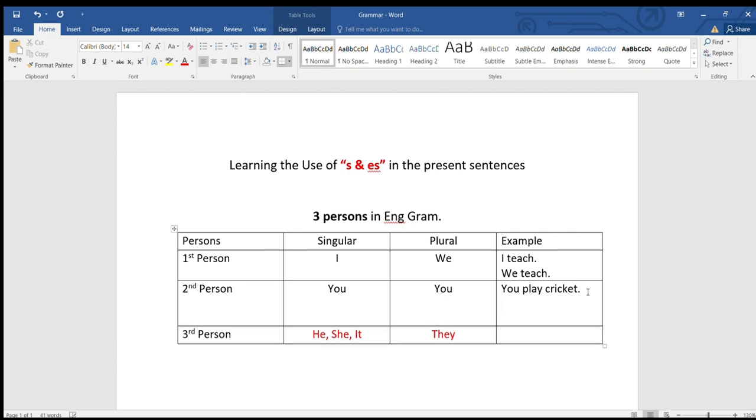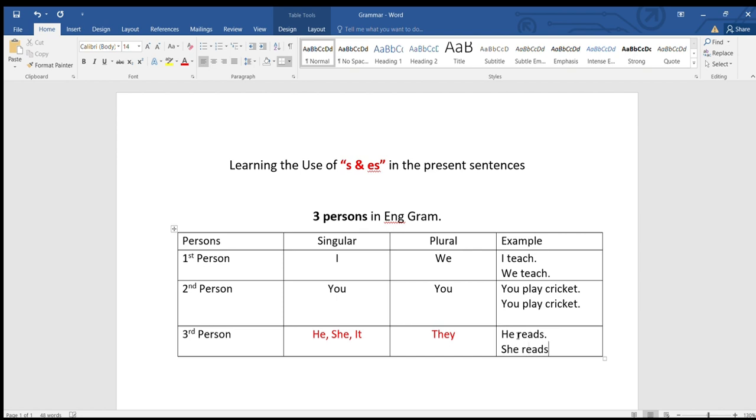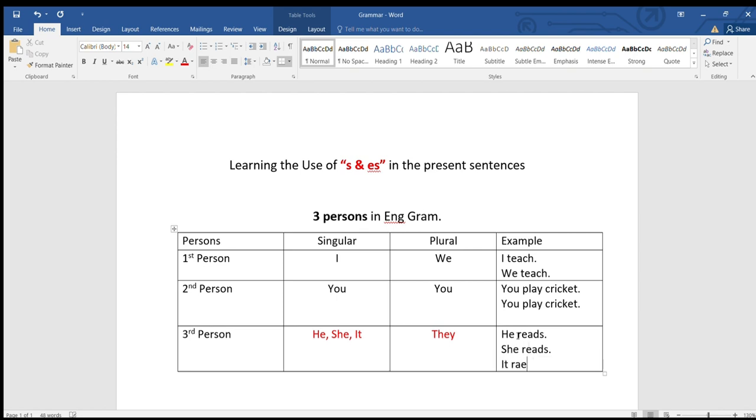Okay. And then I would talk to a team of cricket. I would say you play cricket. Same. No change. But when it comes to he, she, it, so we would use he reads, or she reads. Okay. Or it reads. It reads. What happened? We used S in the end of the verb when we were using he, she, it.